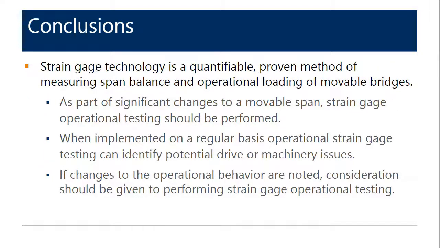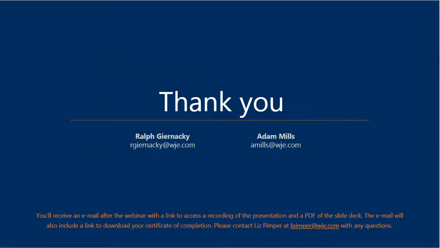And strain gauge technology is a quantifiable, proven method of measuring span balance and operational loading of movable bridges. As part of significant changes to a movable span, strain gauge operational testing should be performed. When implemented on a regular basis, strain gauge testing can identify potential drive or machinery issues. And if changes to the operational behavior are noted, consideration should be given to perform strain gauge operational testing.